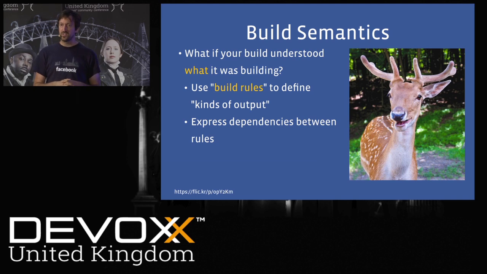We could call each of these things a build rule. So a build rule for a pre-built jar, or a build rule for a Java library. And then you could tie everything together. You could express dependencies between rules, rather than the individual files within those rules. So you could think at the semantic level. You could think of the components that your system is made out of rather than the individual moving pieces.